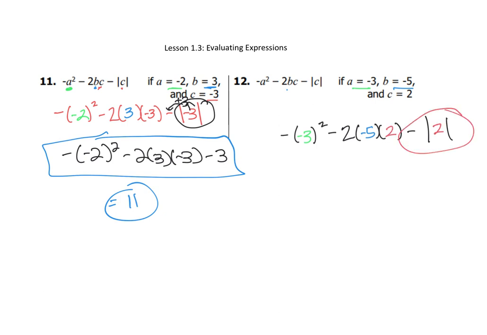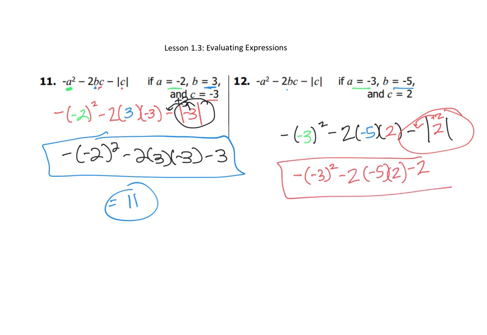Okay, so again, just checking out this part. When 2 comes out, it's still positive 2, but there's a negative on the outside that's changing it still to negative 2 or minus 2, which is the same thing. So what we're typing into our calculator will be negative 3 squared minus 2 times negative 5 times 2. And then type this all in to your calculator, showing that this minus 2 has been pulled out of its absolute value bars. This is equal to positive 9.